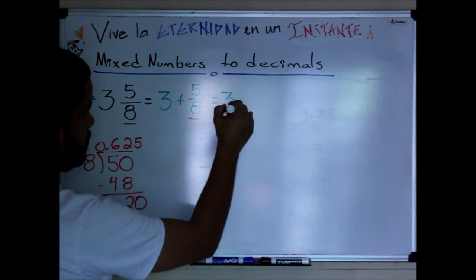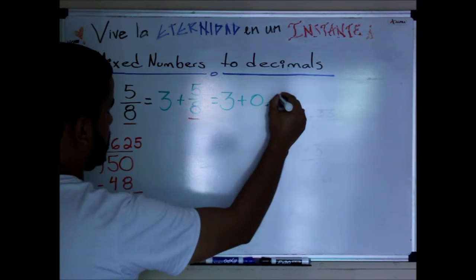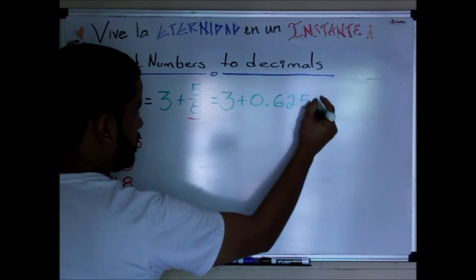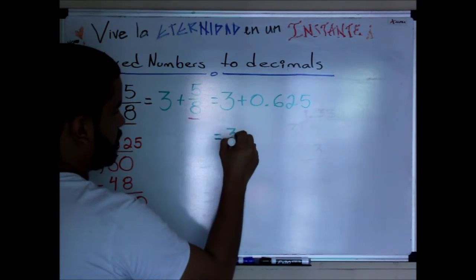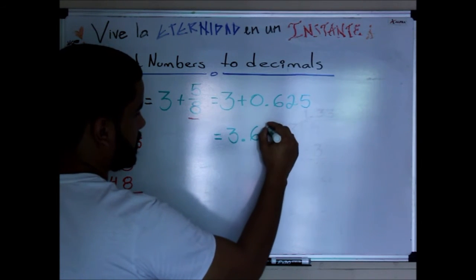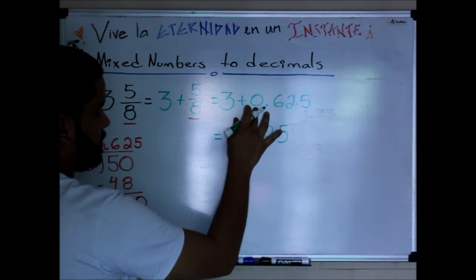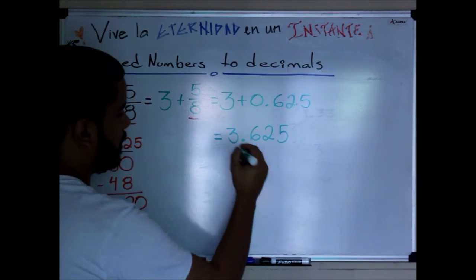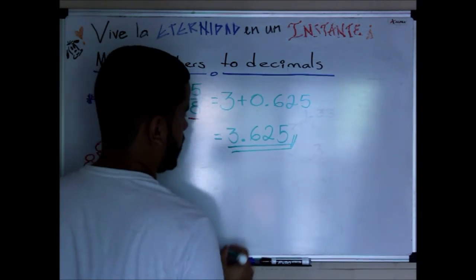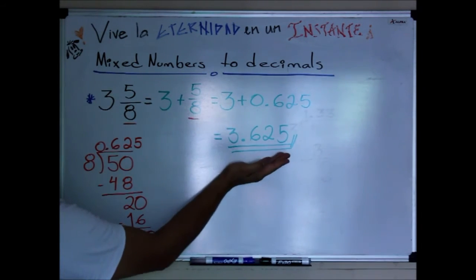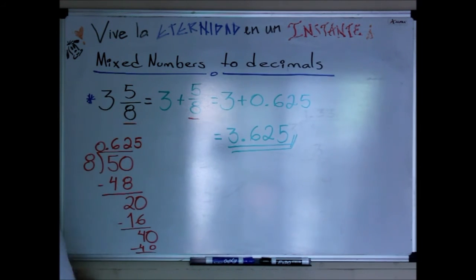So we're going to write here 3 plus 0.625. We add that to get here 3.625. Instead of 0, we're going to write here the whole number, the whole part, and that will be the decimal form of that fraction.